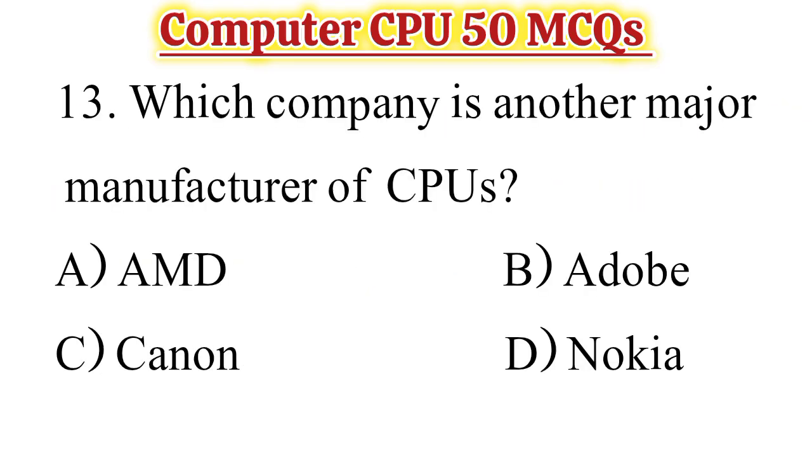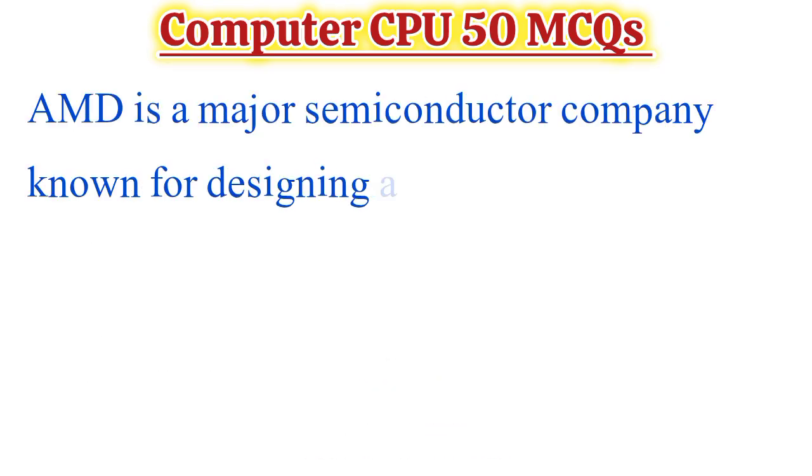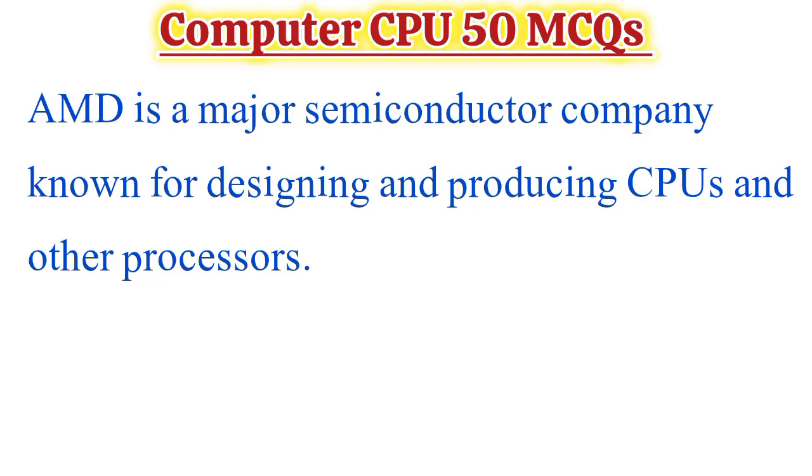13. Which company is another major manufacturer of CPUs? A. AMD. B. Adobe. C. Canon. D. Nokia. Answer: AMD. AMD is a major semiconductor company known for designing and producing CPUs and other processors.